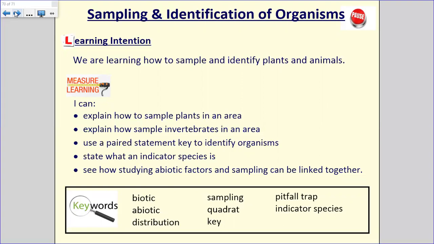And that last slide that we've just looked at, really, can you see how we can link these things together, abiotic factors and sampling, and we can look at reasons why plants and animals live where they do.